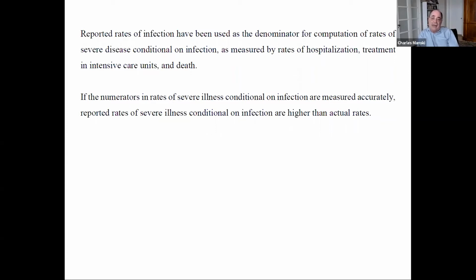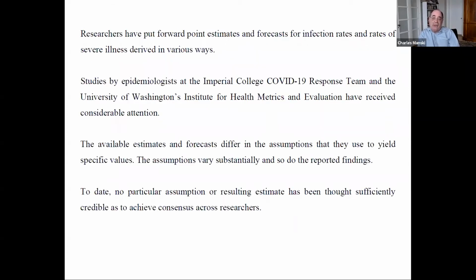Now, I think there's general awareness of the uncertainty. To deal with the uncertainty, all kinds of researchers have made all kinds of assumptions to add to the weak data in order to generate point estimates of these quantities, and not just point estimates of the existing infection rate, but also to forecast future infection rates and rates of severe illness. This is not what I'm going to be discussing at all, but I give two references here that have received an enormous amount of attention.